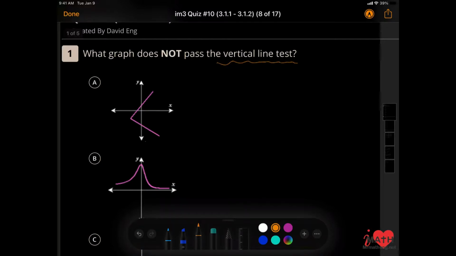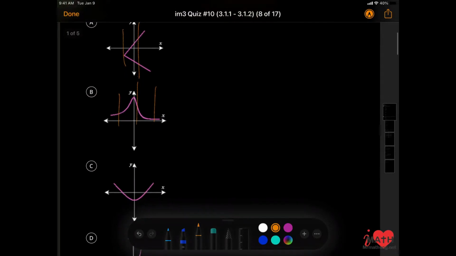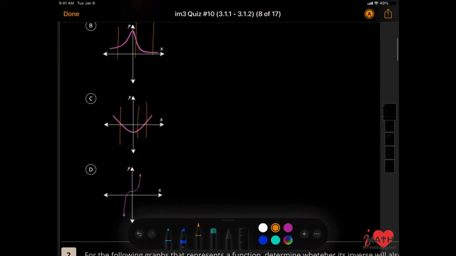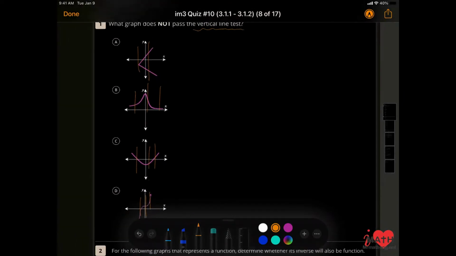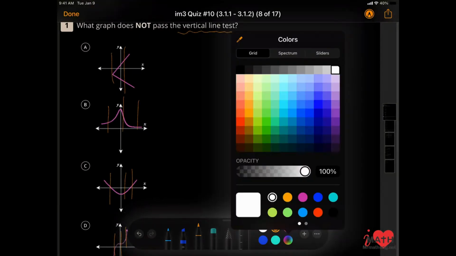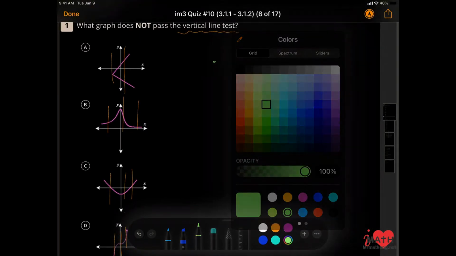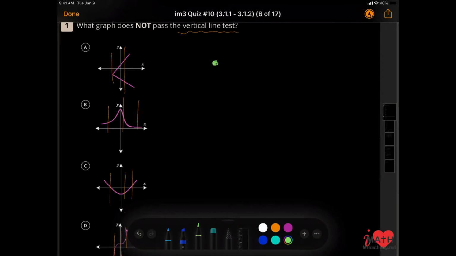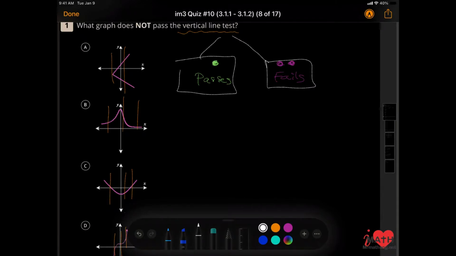Remember the vertical line test, you actually just draw a bunch of vertical lines like I'm going to do on each graph. You can just put them at random places. And to review, when you have just one dot on the vertical line, it passes. But if you're ever in a situation where there's more than one, then it fails. Those are the two options for the vertical line test.